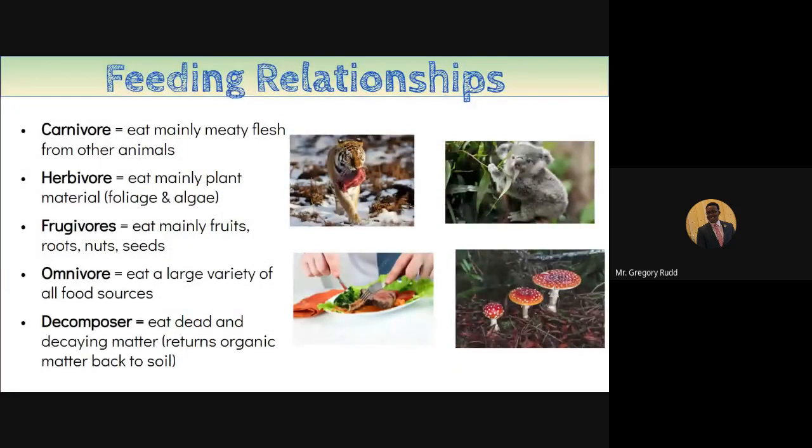But these are the different words that describe feeding relationships: carnivores, herbivores, frugivores, which is a new word to me. Maybe you've heard of it, but a frugivore eats mainly fruits, roots, nuts, and seeds. So of course there are examples of that. It's different than an herbivore because herbivores typically eat foliage. They don't eat the fruits of the plants. They eat kind of the green stuff.